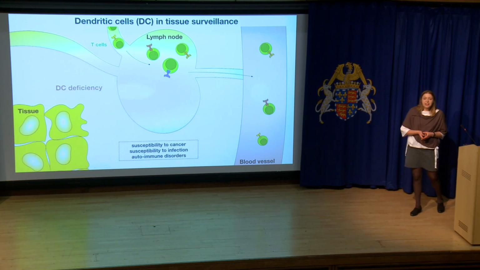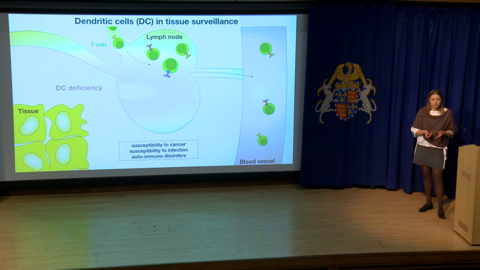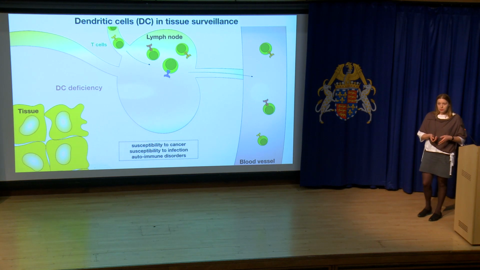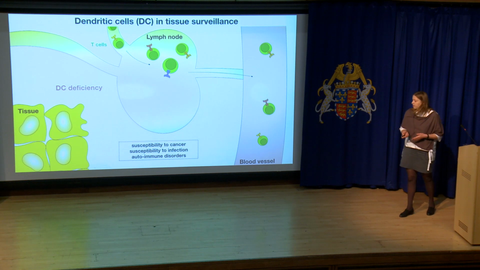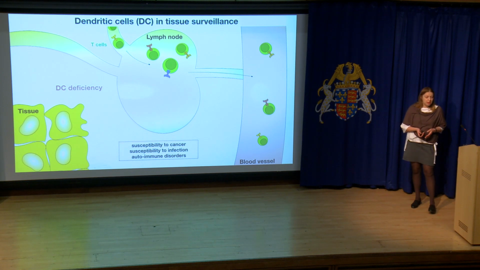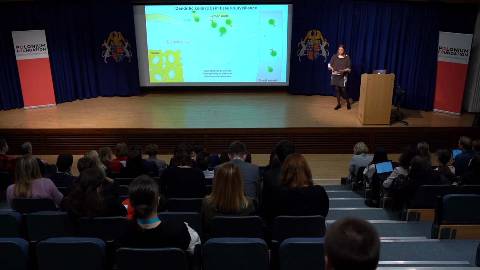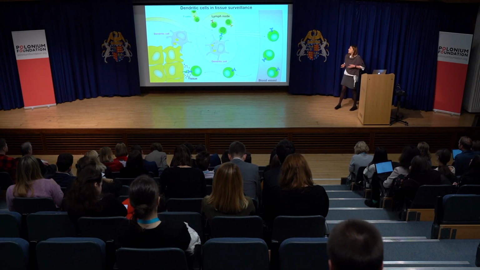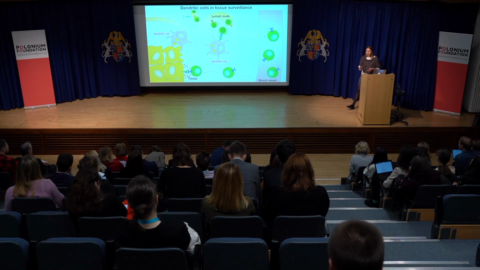We have recently identified many diseases where many patients are deficient for dendritic cells. Also in mice, when you deplete dendritic cells, this leads to susceptibility to cancer, infections, and also autoimmune disorders. So this really highlights the critical role of dendritic cells in initiation of immune responses. This is what we are interested in. We would like to understand how these different steps of dendritic cell function contribute to initiation of the immune responses.